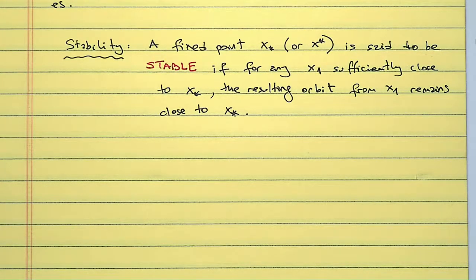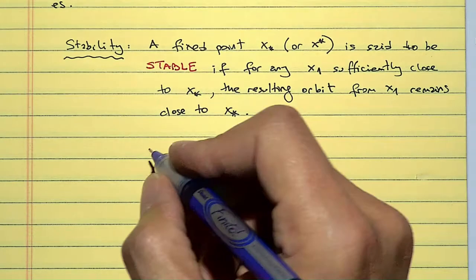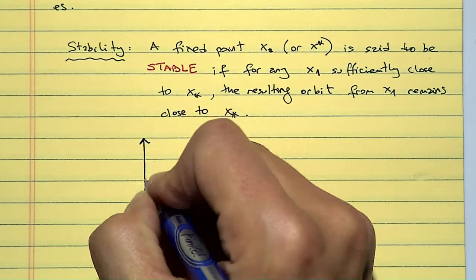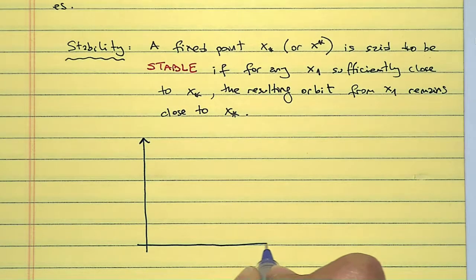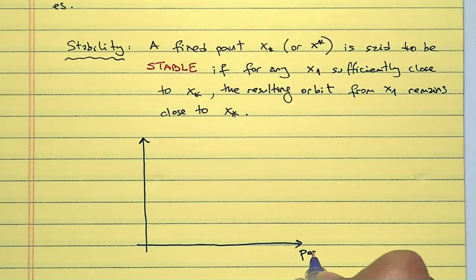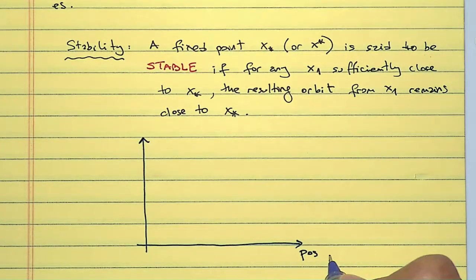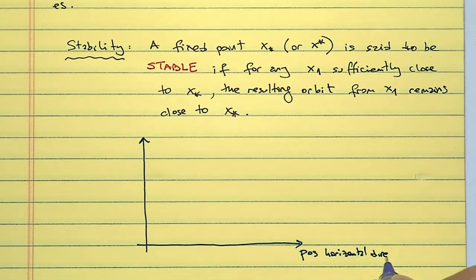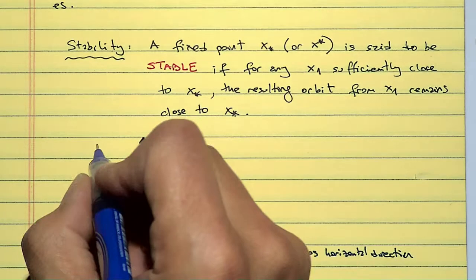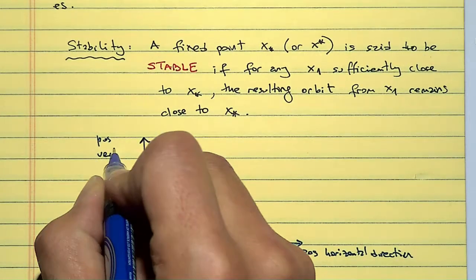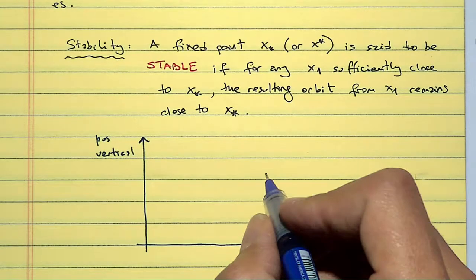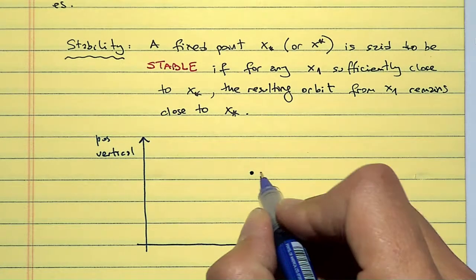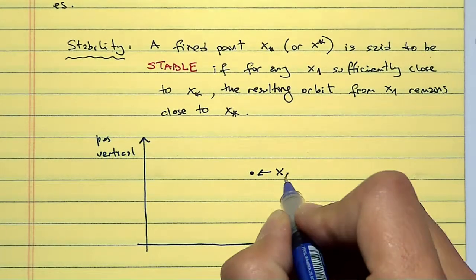So a graphical representation of this will probably be easier to see. So let's say that I have my x and y for position. So this is position in the horizontal direction, and this is position in the vertical direction. And I have identified that this point is a fixed point.